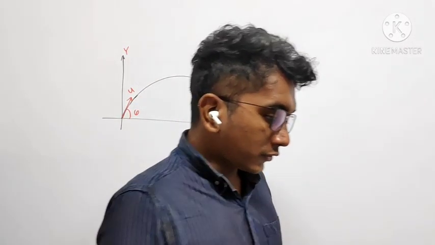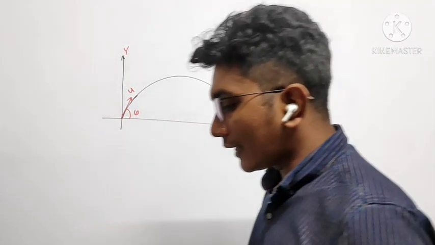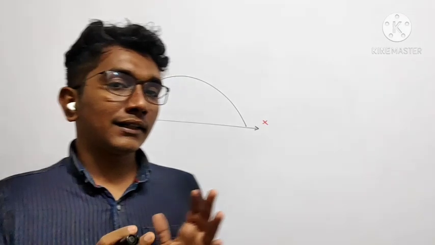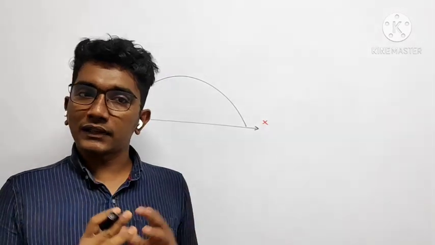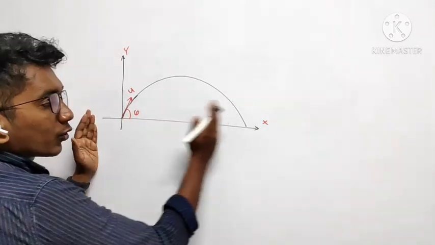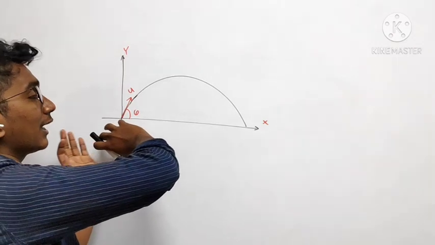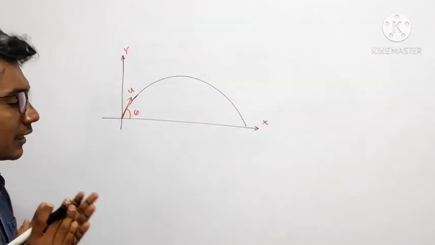Okay, so now we are going to talk about the analysis of the projectile motion. Actually, it is very simple. How do you understand the projectile motion? The projectile motion is nothing but a two-dimensional motion. Because look at this. This is the so-called x-axis and this is the so-called y-axis. It is a motion along both the x and y-axis.